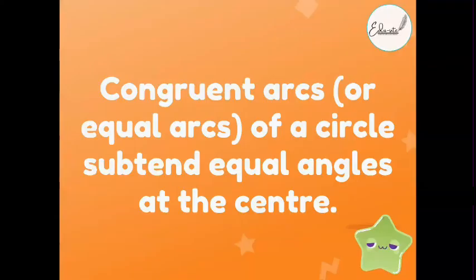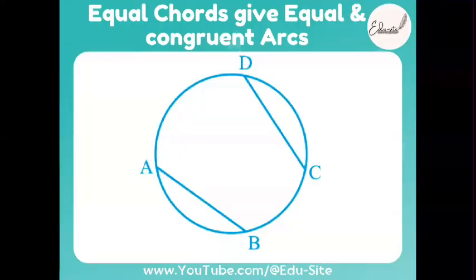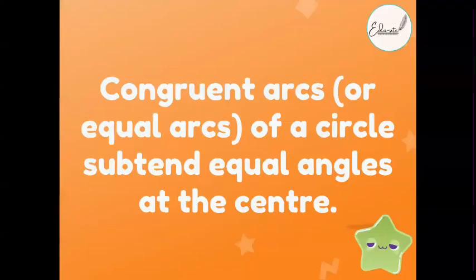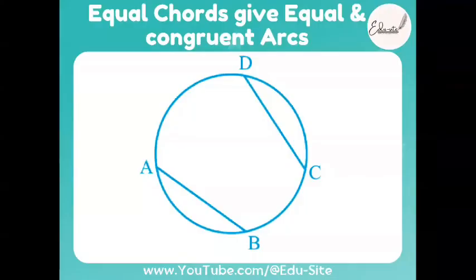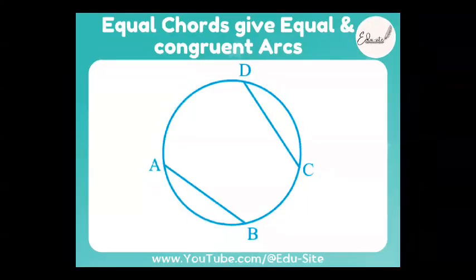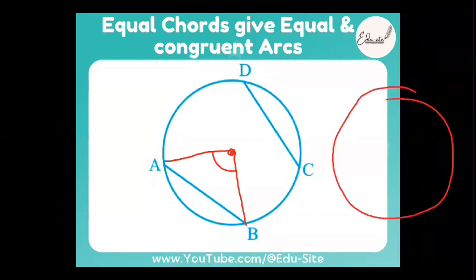So then there's another property: congruent arcs of a circle subtend equal angles at the center. Okay, this is another property of the circle, which is the same as theorem number 1. What did we discuss in theorem number 1? Can you please tell me? Is it not that the angles subtended by equal chords are equal? Yes, right?